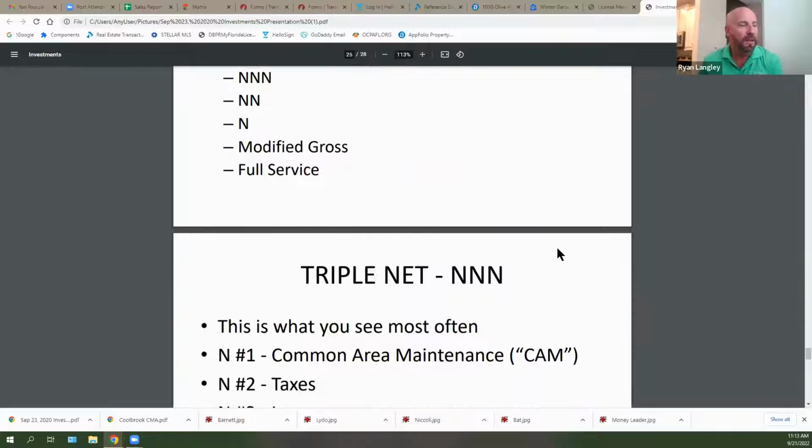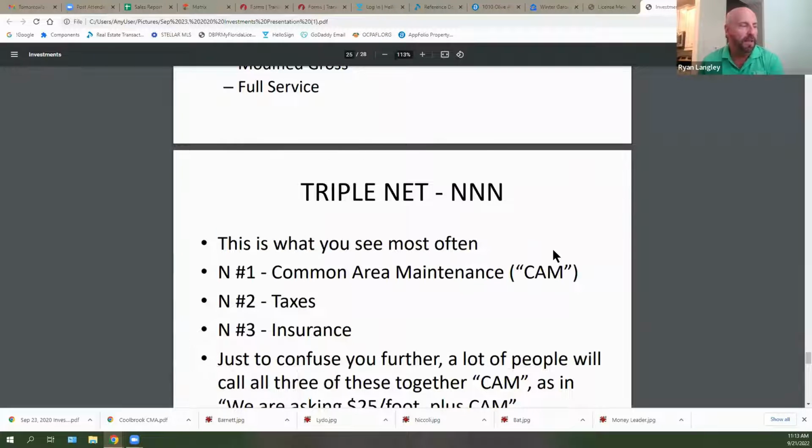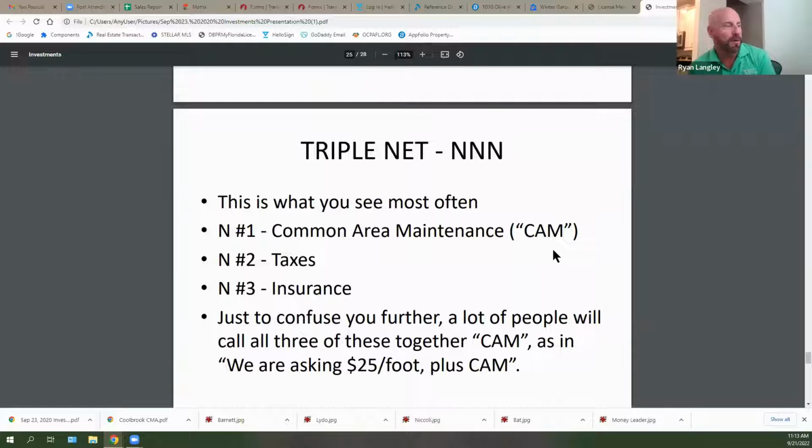Triple net. So the whole idea of the triple net, well, never mind. Let's go through this first. The net number 1, the common area maintenance, a lot of times called the CAM. Net number 2, taxes, and net number 3, insurance. Triple net is what you see most often. And just to confuse you a little further, people will call all 3 of these together CAM, as in we're asking $25 a foot base rent plus CAM. So the CAM is also known as pass-throughs. You'll hear people say pass-throughs.